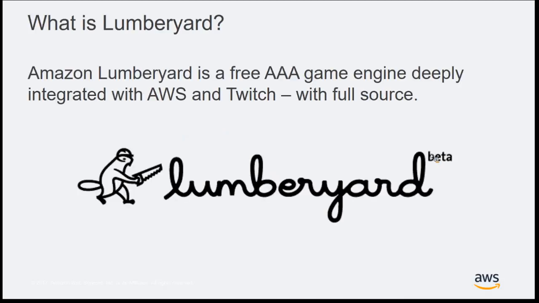So what is Lumberyard? Amazon Lumberyard is a free AAA game engine that's deeply integrated with Twitch and AWS. It comes with full source code. There are no royalties, no seat licenses, or any subscriptions required. You only pay for the AWS services that you use, such as GameLift or Cloud Canvas. Today, we're going to focus on Cloud Canvas.